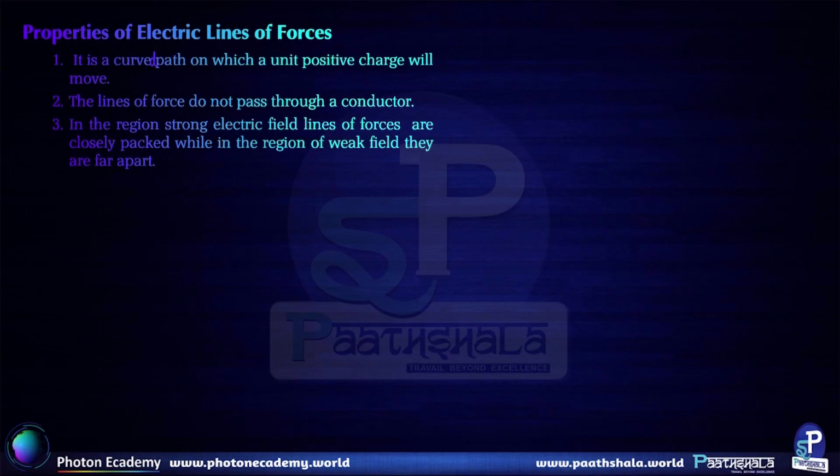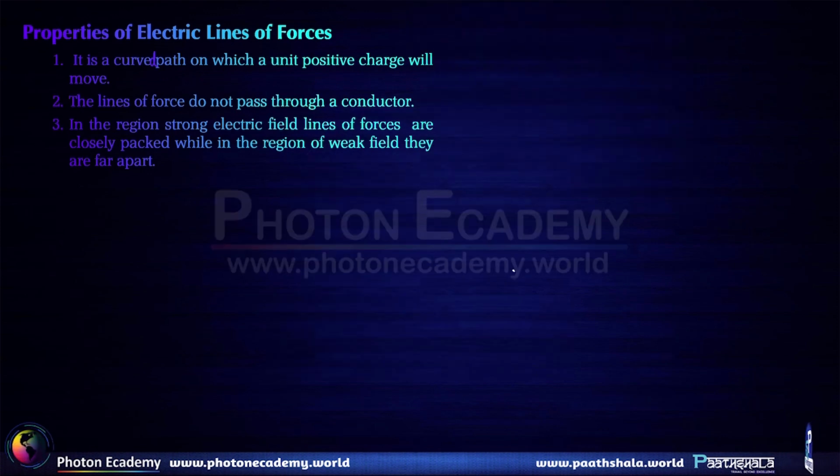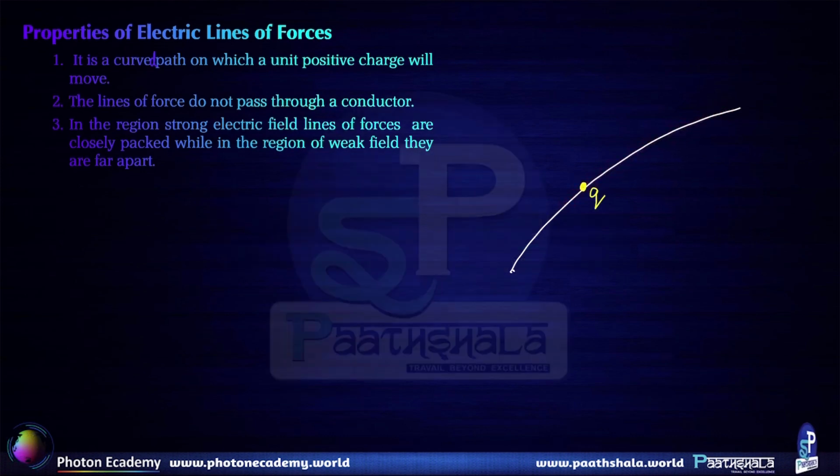Let us look at some of the properties of the electric lines of force. They may move in a curved path on which a unit positive charge will essentially move. So what do we mean by this? Let us say an electric field line is there, moving like this. Then if we place a positive point charge over here, this positive point charge will tend to move along the electric field line. That is what it means.